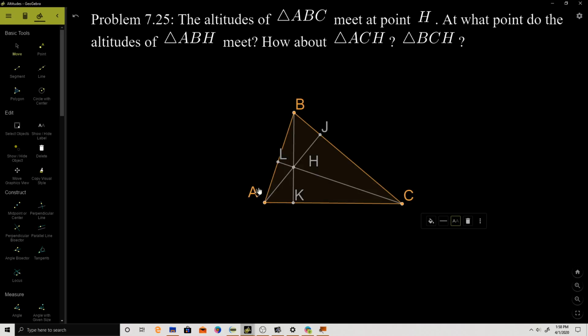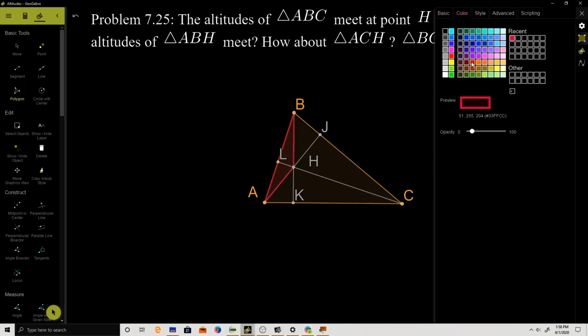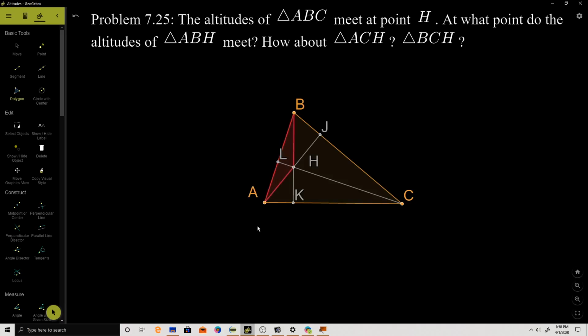And let's see. So I want to find out where the orthocenter of ABH is. ABH. So I'll even make it a different color. A to B to H. And we'll make that a nice red. Where are the altitudes going to meet?